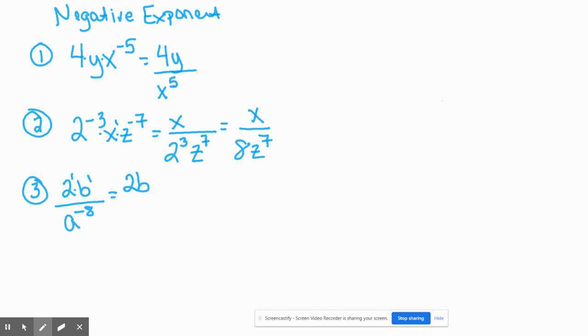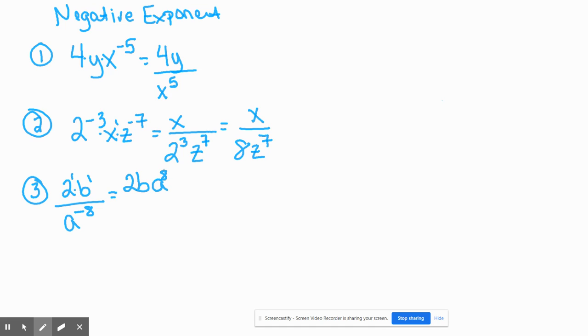And let's go down here to the a. The a has a negative exponent, so it needs to flip spots. Since the a is at the bottom right now, it needs to flip positions, and it needs to go to the top. So anytime it flips, it now has a positive exponent. So you now have 2ba to the 8th power, and that is your final answer.